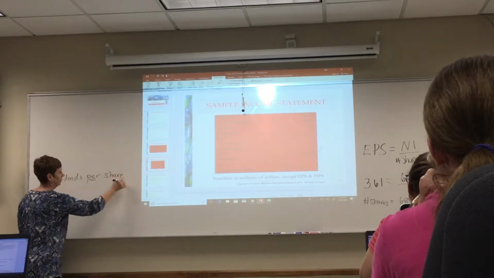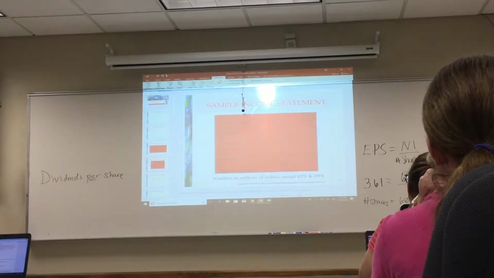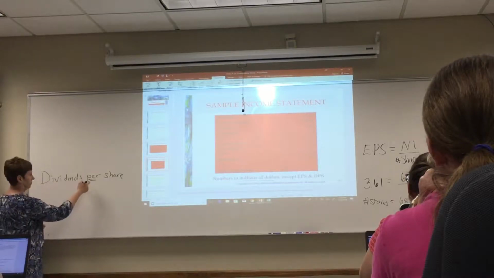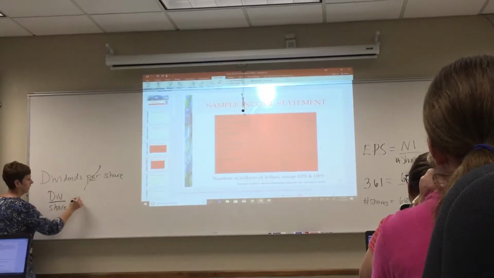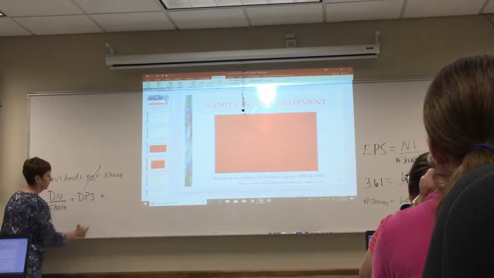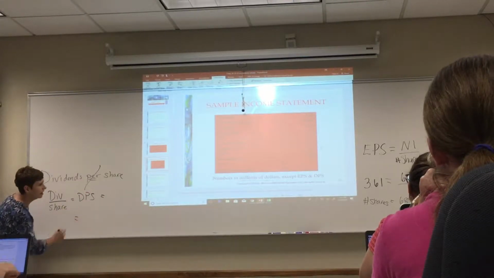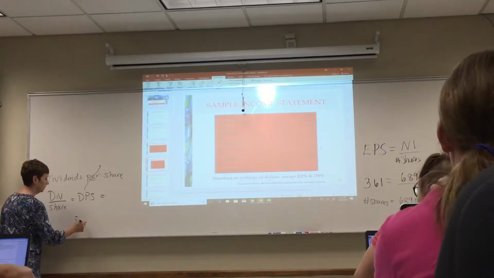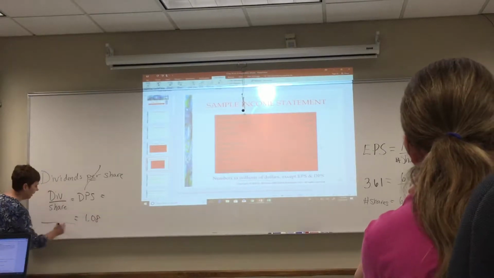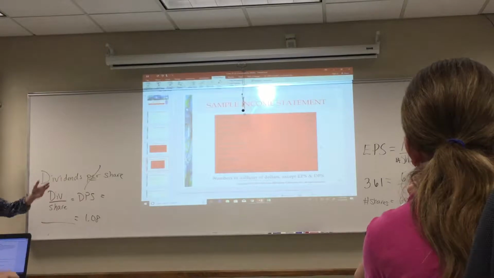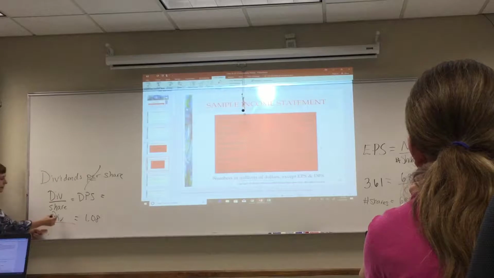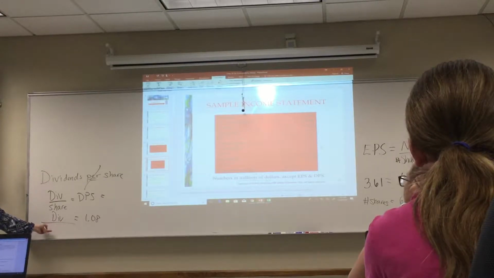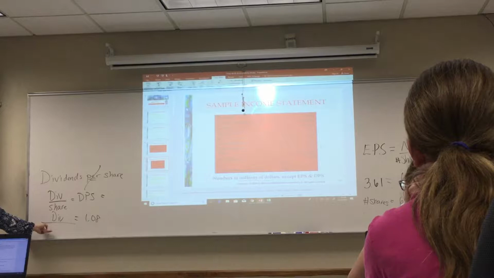Share. Those are words, can you turn it into math? Per. Dividends divided by shares equals dividends per share. You know dividends per share tells us 1.08. We now know how many shares there are, and I'm not gonna write that down, but if we know how many shares there are, then we can just solve for dividends. Make sense to everybody? Does that make sense?